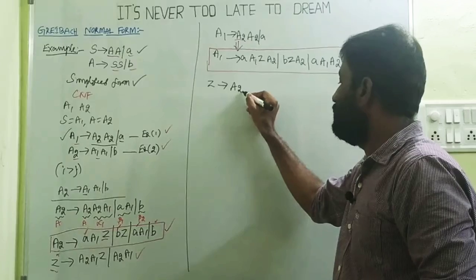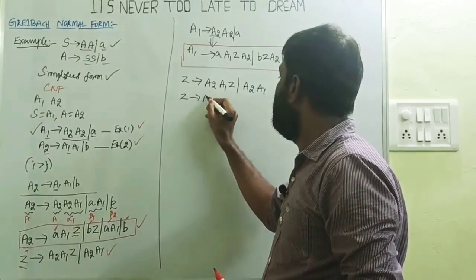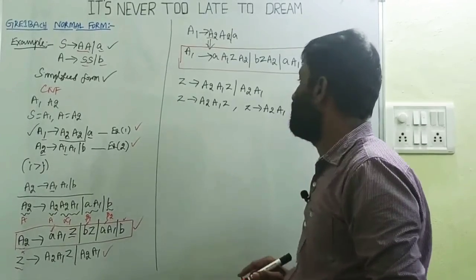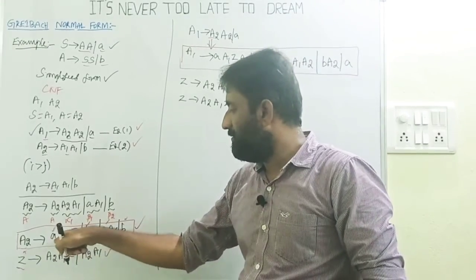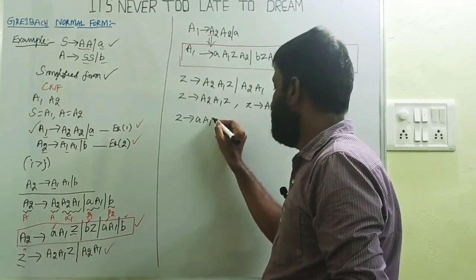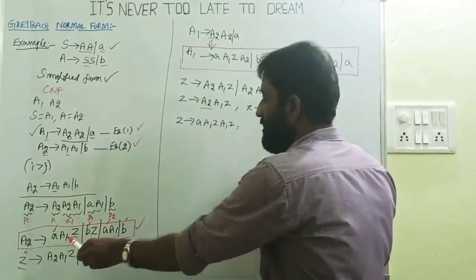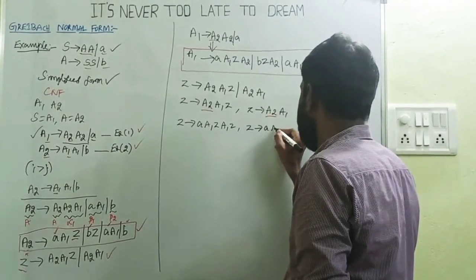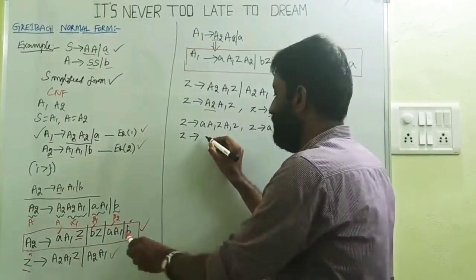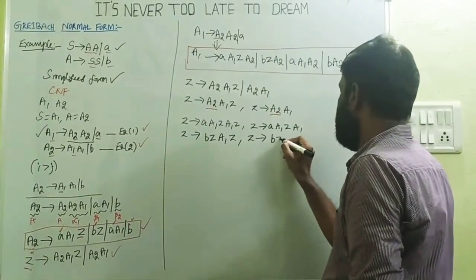Z tends to A2 A1 Z slash A2 A1. We write this production as Z tends to A2 A1 Z, comma, Z tends to A2 A1. Now substitute one by one. First one is A2 A1 Z, in the place of A2 only I am substituting A1 Z A1 Z. Here also, in the place of A2 substitute A1 Z. Now it is Z tends to A1 Z A1. Then now substitute this one. Now we can write Z tends to b Z A1 Z, comma, Z tends to b Z A1.